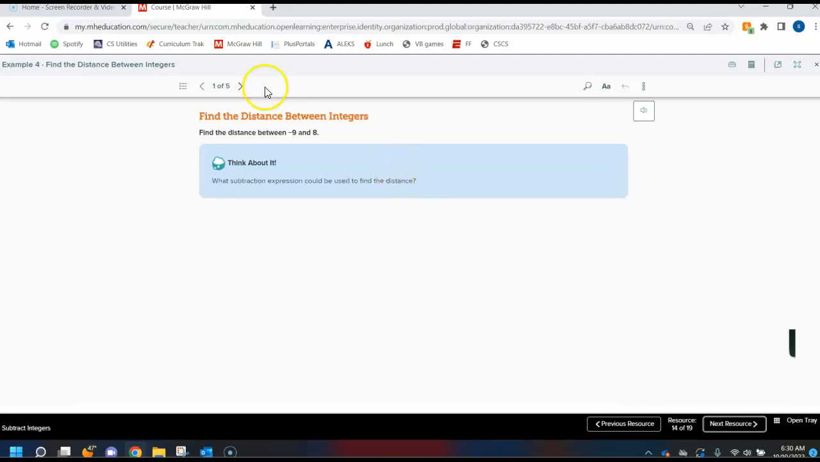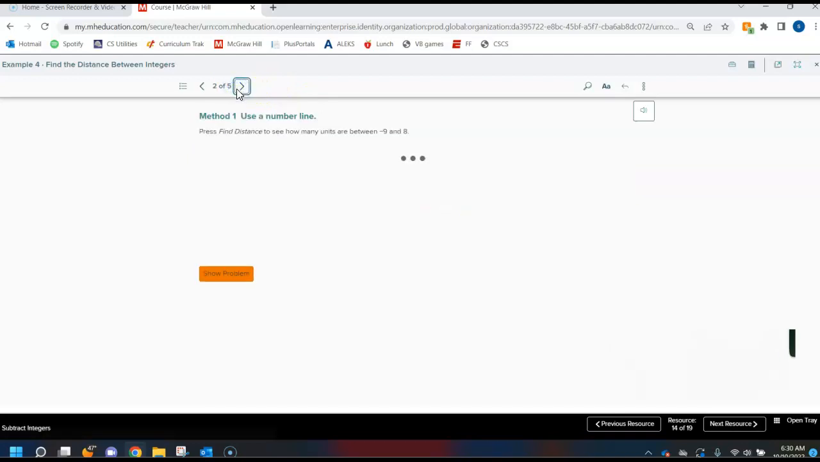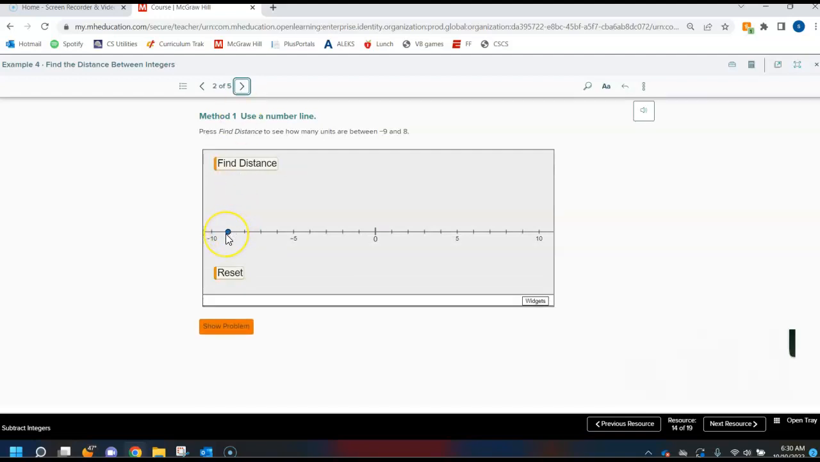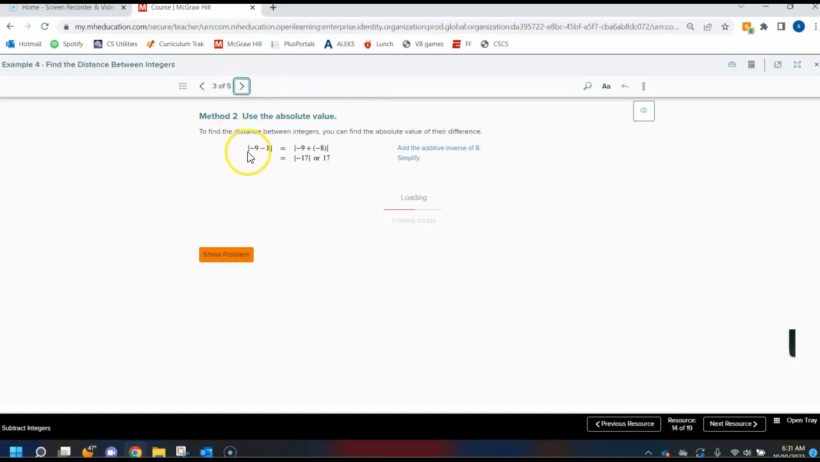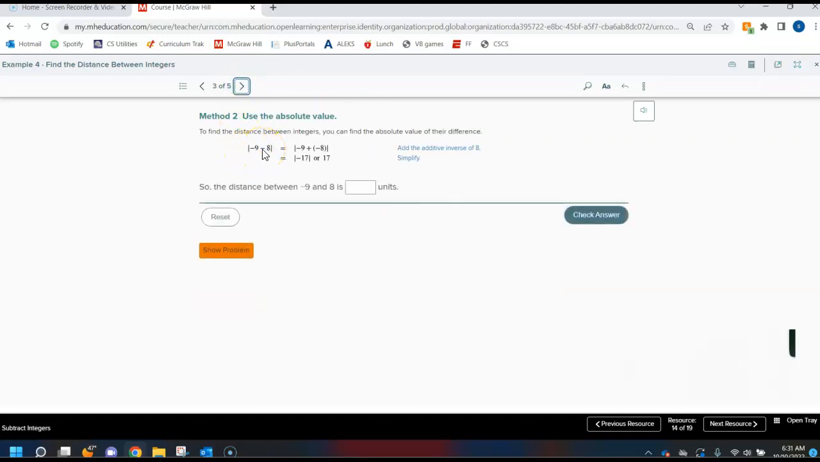If I want to find the distance between negative 9 and 8, then let's look at those on a number line first of all. So here's negative 9, and we're going to go all the way to 8. What is that distance? Well, that little bouncy ball traveled 17 units. And if you think about it, if I subtract negative 9 minus 8, then we get negative 17, and the absolute value of that is positive 17.